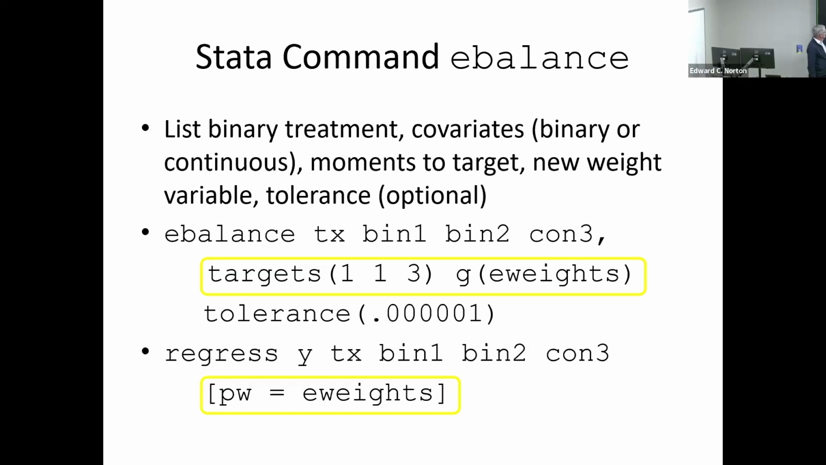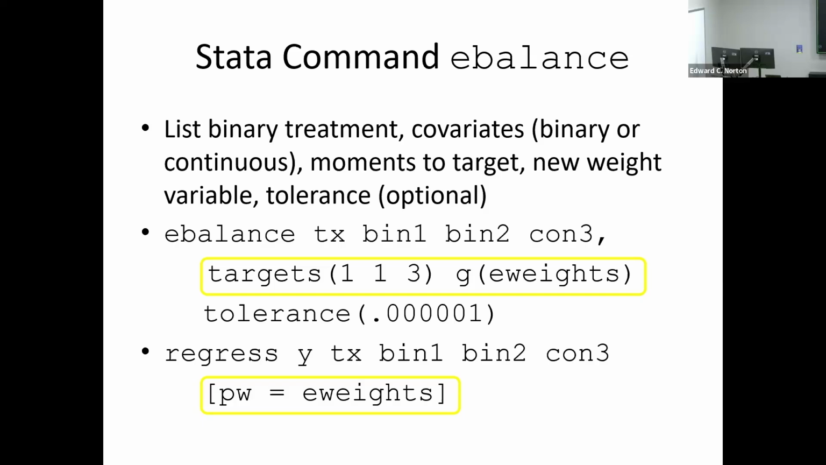Then the comma. Targets is how many moments you want to match on. For binary variables, you only have to match on the mean. If you match on the mean, you get all higher moments for free. So you just need to do 1 for the binaries. For continuous, I usually go to 3, a little bit overkill, but why not? We're going to generate a new variable, which are the weights, which we're going to use later, so we want to hang on to those.